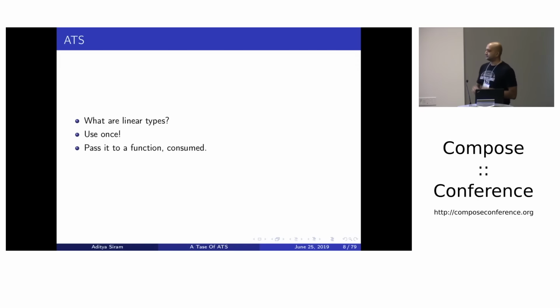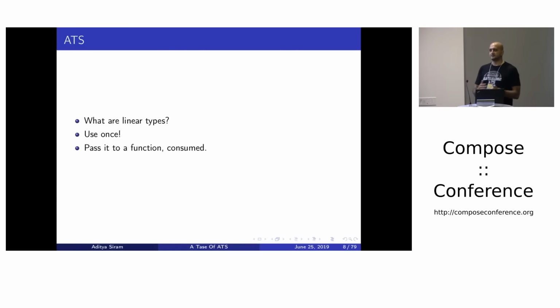So at a high level, before we start, we need to understand what linear types are. This is just a very high level explanation. It glosses over a lot of detail. A linear type is a type that only gets used once. You pass it to a function, the function consumes it, and it's no longer available. At a very high level, that is a good enough definition to get started with.